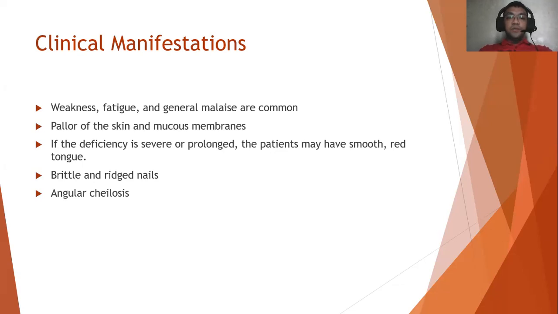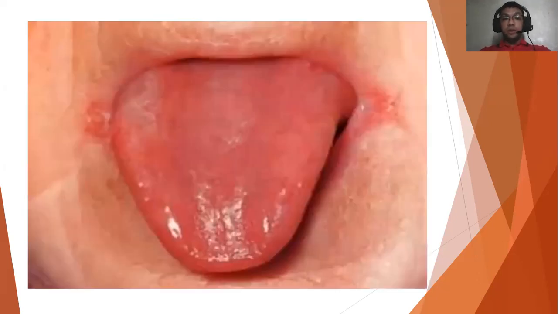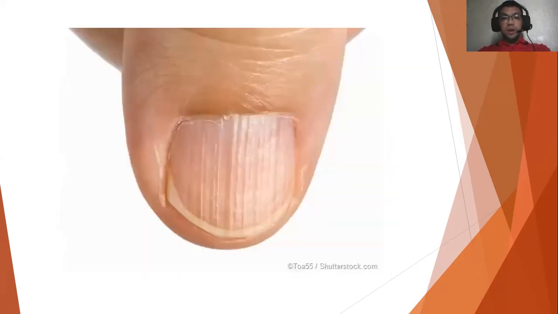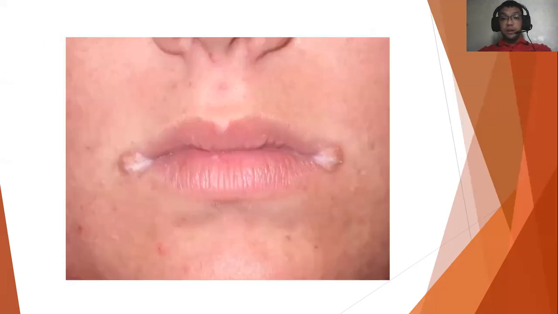If deficiency is severe or prolonged, the patients may have a smooth red tongue, and they might have brittle or rigid nails, and there is angular cheilosis. So this is the type of tongue that patients with IDA have, and this is the angular cheilosis that I have mentioned earlier. So there are lesions at the corners of their lips. This is rigid fingernails.